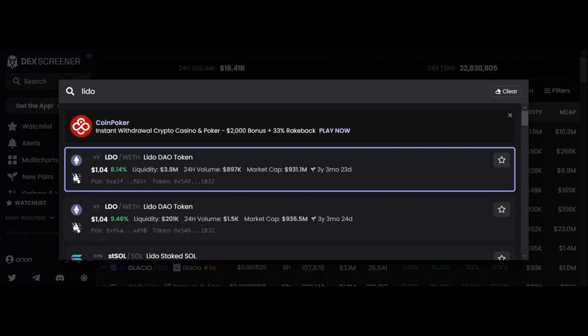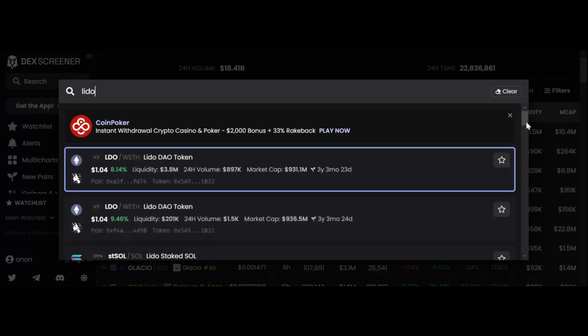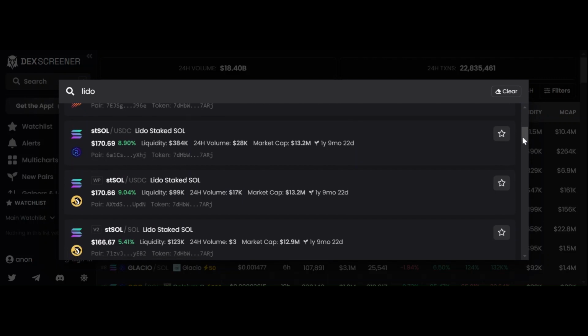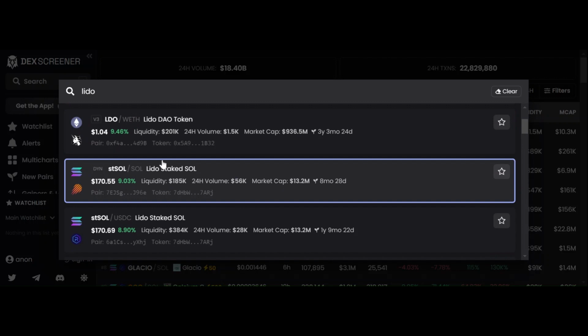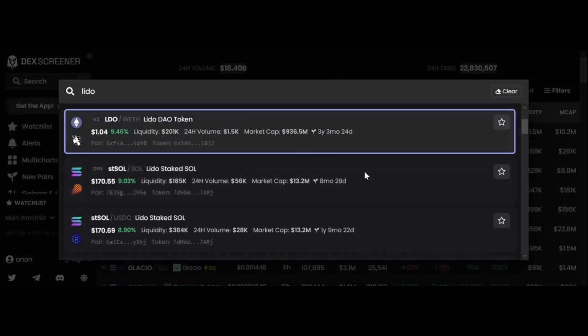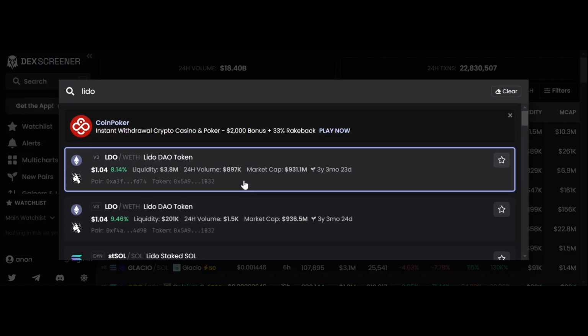Lido DAO token. So we will see a couple of options. Now this says Lido with, and then this icon here is showing you the exchange it's trading on. So this is Uniswap's logo. And if I scroll down, I would see a couple of other options. So this is showing me Lido staked soul, but I want just Lido. So I'll stick with the two on the top.